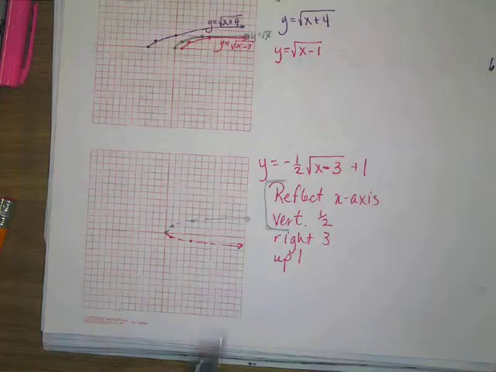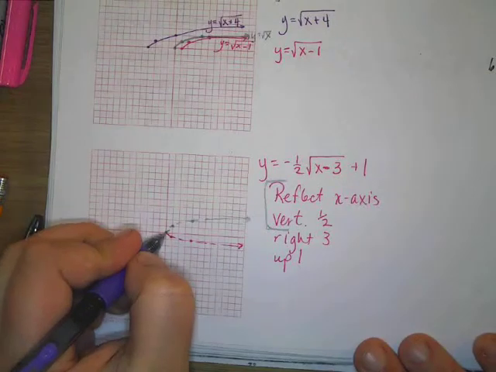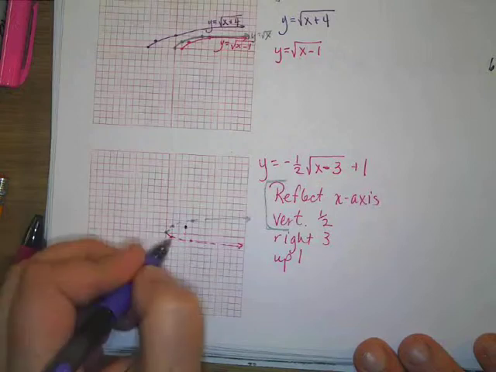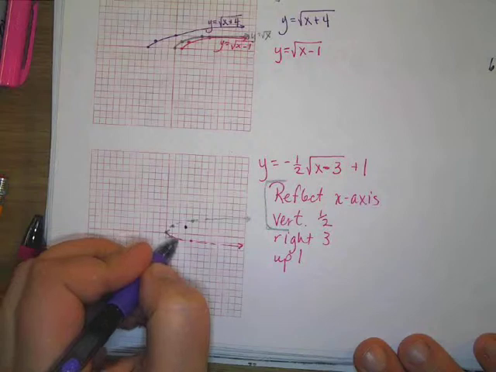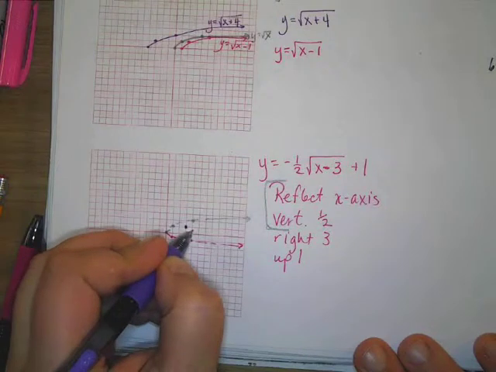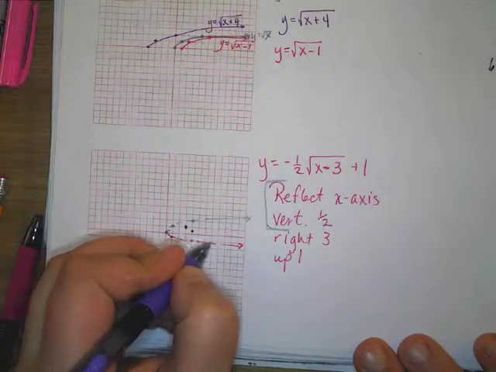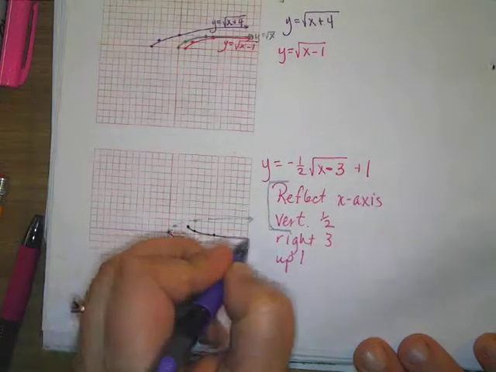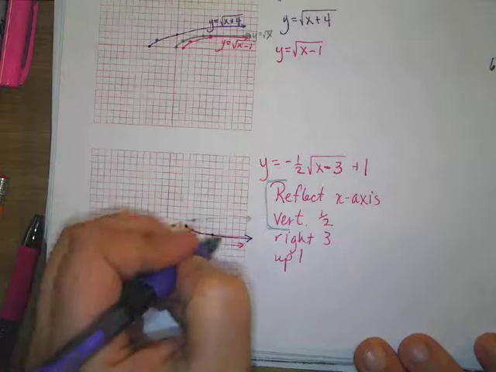And now we're going to take those points, and can I go to the right 3 and up 1 at the same time? Yes. So instead of being at 0, we're going to go to the right 3, up 1. Instead of being at 1 and -1/2, it's going to be right 3: 1, 2, 3, up 1. So there's our final.